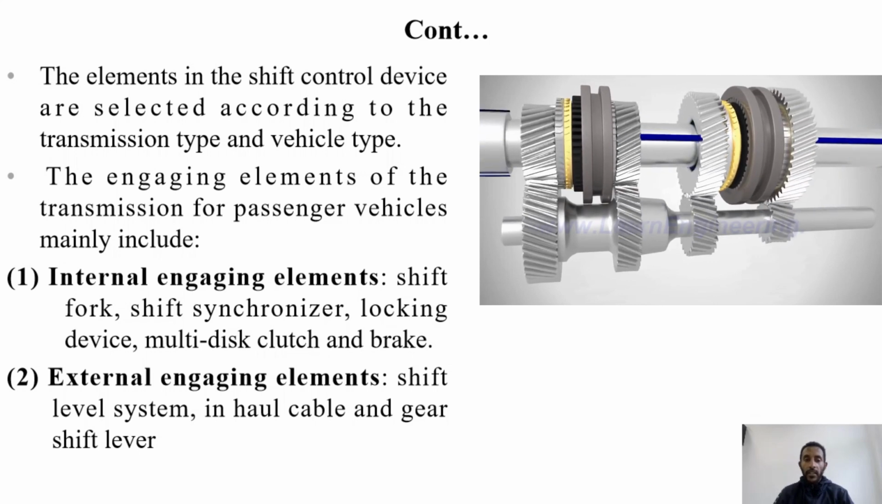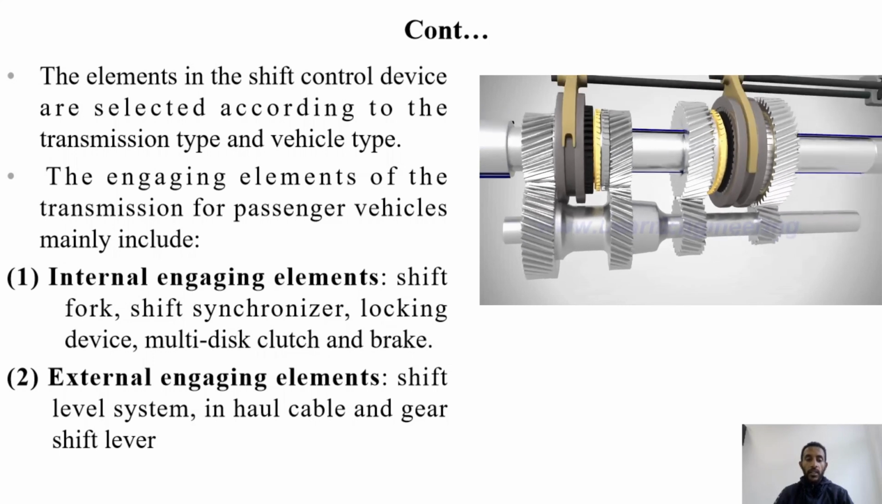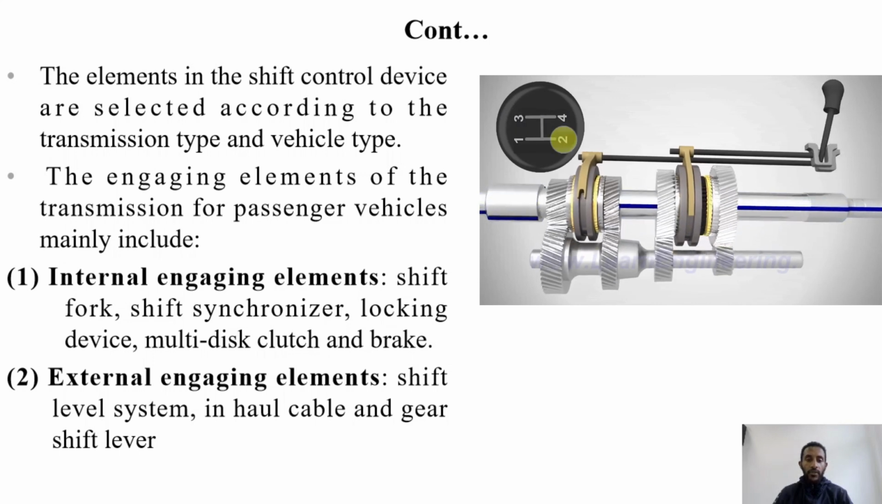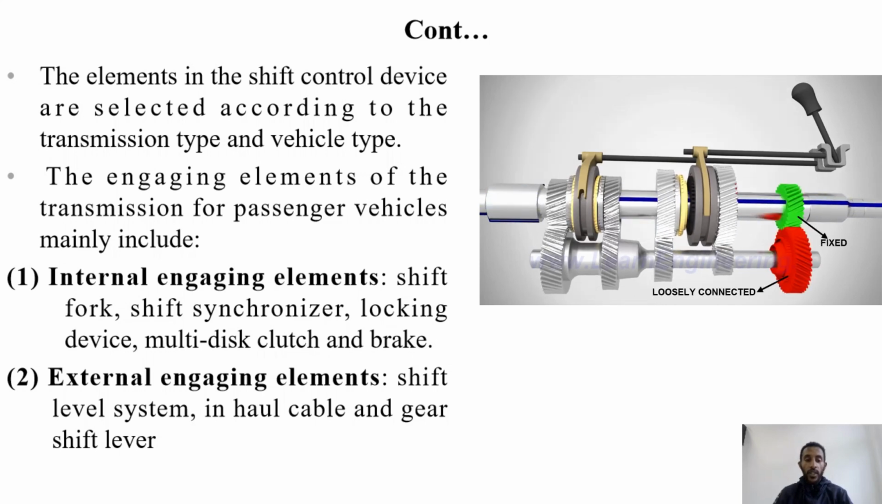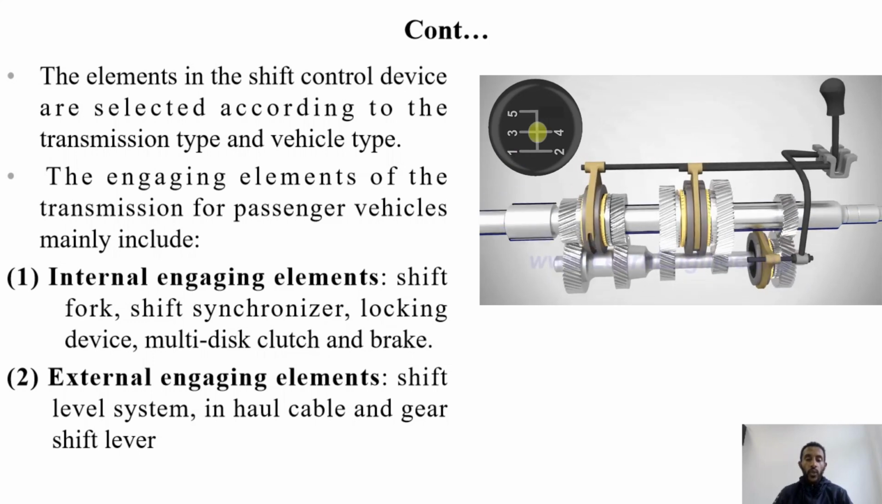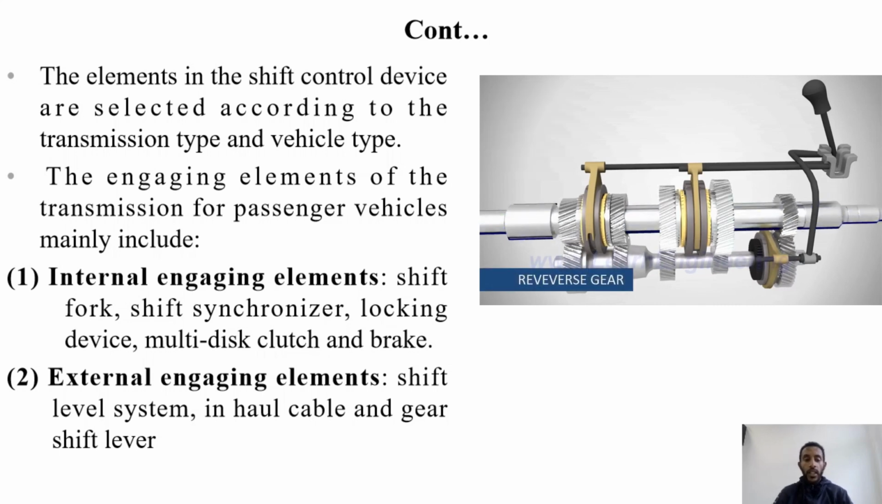In many vehicles they will have different classification. If you consider a passenger vehicle, it will have internal engaging elements and external engaging elements. The internal engaging elements include shaft forks, synchronizer, locking device, the discs, and the brakes. The external engaging elements are mostly used for the selection and shift lever system, the cable, and the gear shift lever.